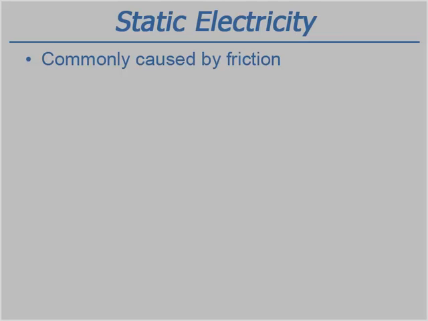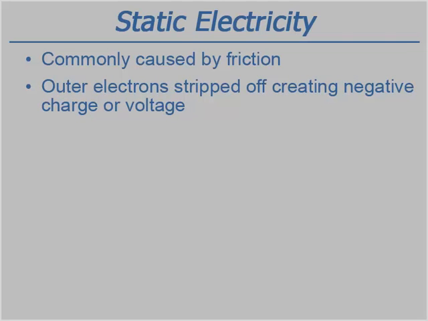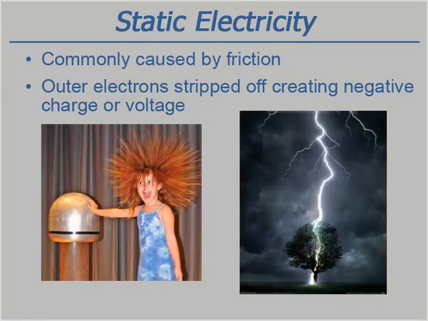Static electricity is commonly caused by friction, such as when one material moves against another material. Friction causes the outer electrons of the surface atoms of one of the materials to be stripped off, creating a negative charge or voltage. This occurs in clouds, causing lightning, or other materials causing a static charge.